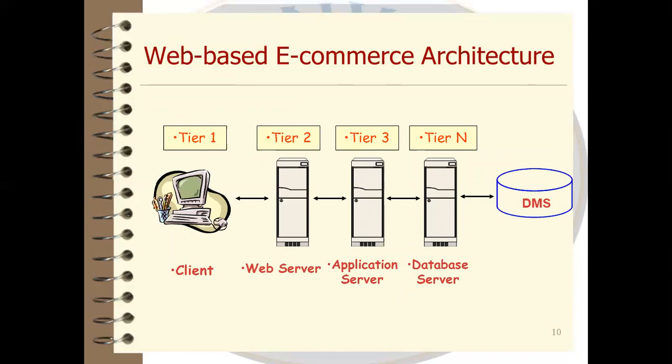Now look at this. This is the whole web-based e-commerce activity. Here we have tier one, phase one, the client. Then the information of the client is stored in the web server. Then an application server fetches the data from the web server and gives it to the database server. The total process is controlled by the DBMS, the database management system.